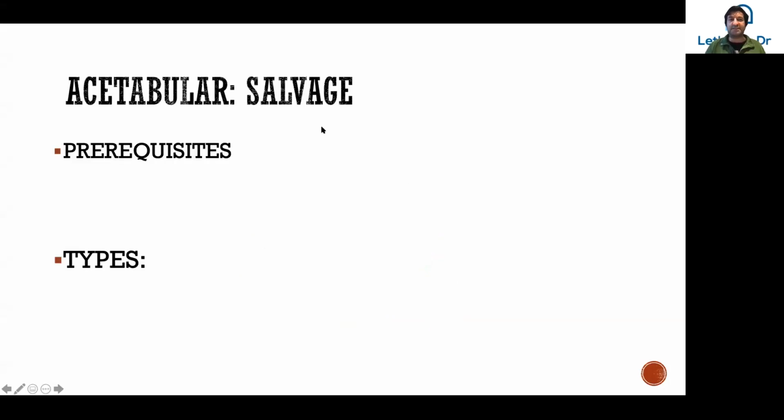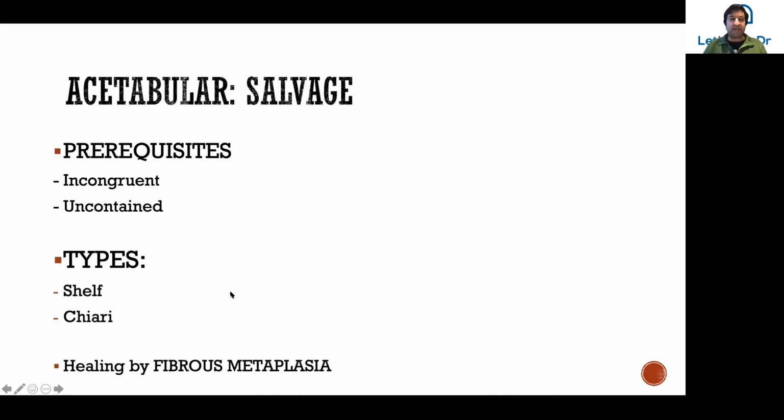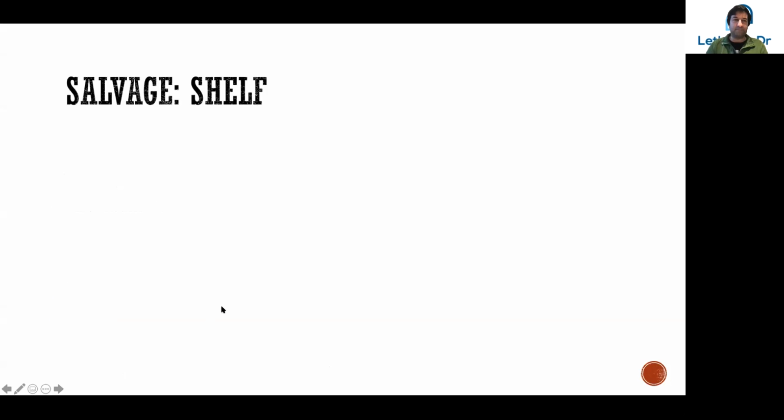We then move on to salvage. And this time, these are hips which are incongruent and uncontained, okay? And the two types you might hear of are the shelf and the CHIARI, okay? So shelf is typically the older child more than 8 when they have inadequate coverage, and the CHIARI is where there's inadequate coverage and you can't get a concentric reduction. The key point is healing occurs here by fibrous metaplasia. So that's the buzzword to use for the exam, okay?